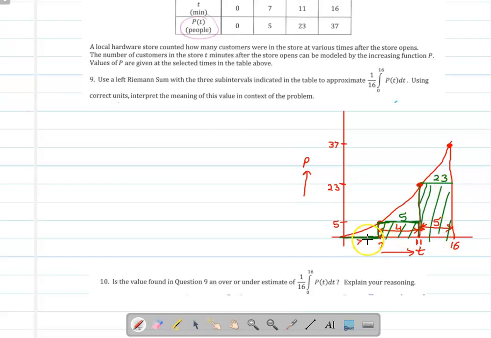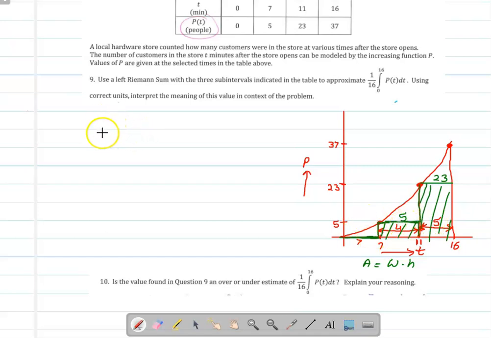Height of the first rectangle is 0. Height of the second rectangle is 5. And height of the third rectangle is 23. These are the left hand points. We know that the area of a rectangle is width times height. So we find the area of each rectangle and then add them all.